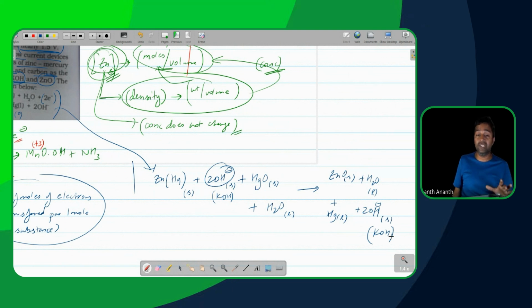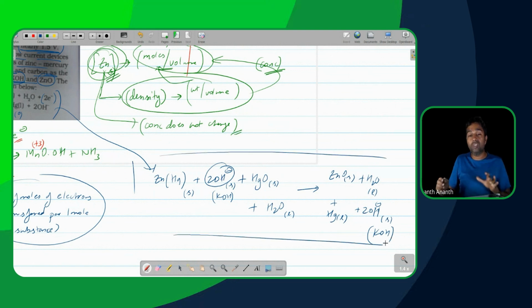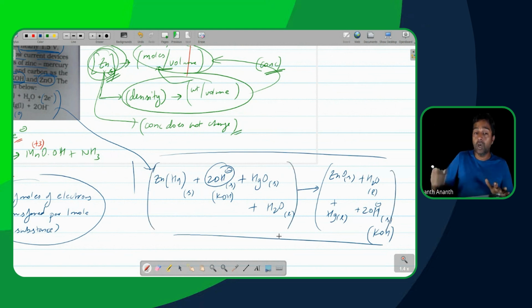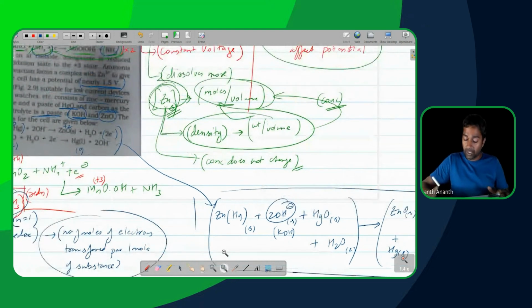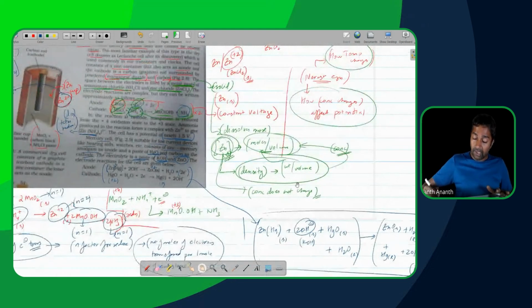And as you can see here, this cell is something where all of the systems which are playing a role are solids or liquids, which means their concentrations are constant. So if the concentrations are constant, the cell potential becomes constant as well. So this is going to be for your mercury cell here.